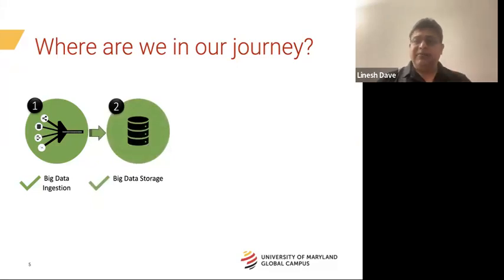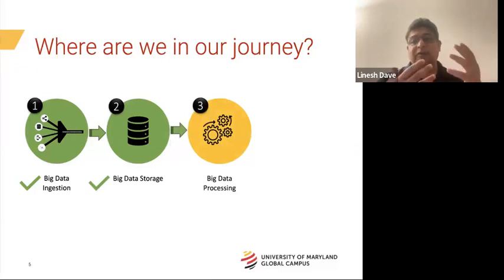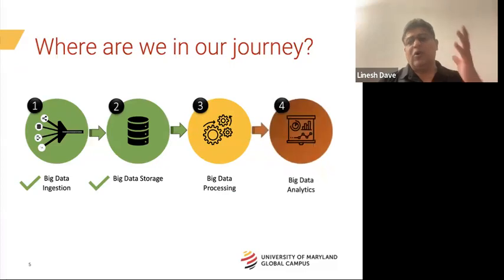You also learned in the previous module that once you ingest the data, pull the data in, you want to store the data. How would you store a large amount of data, right? You learned about all the storage technologies and tools that are out there. So we did that in the previous module. And in the current module, we are talking about big data processing, right? After you pull the data in and store the data, how are you going to process the data? And that's what you're going through with module 3. And then next we'll go on to complete this circle, right?